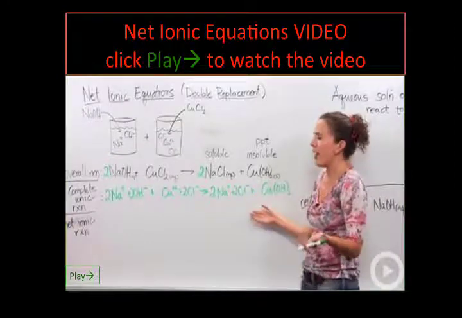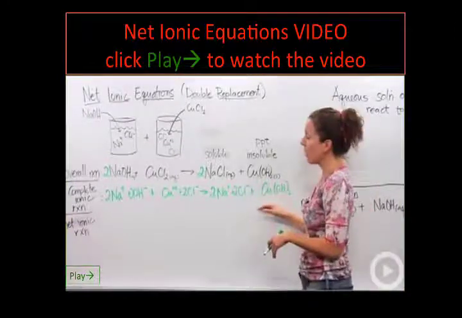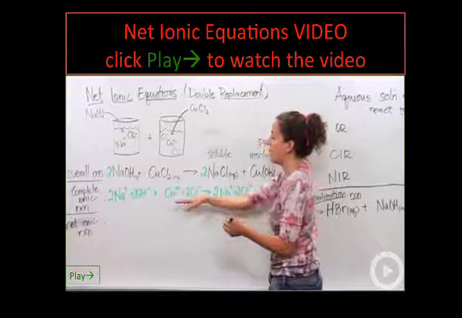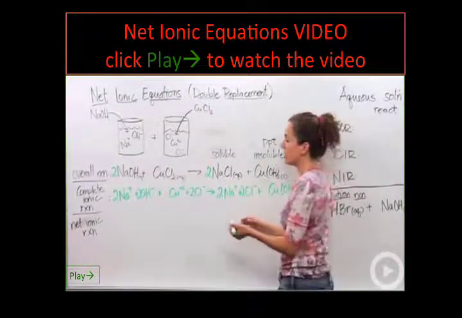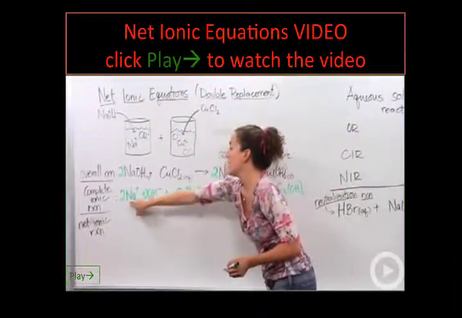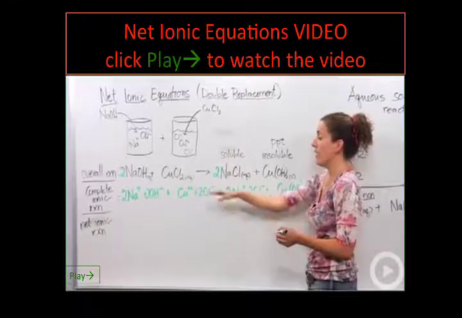So what do I mean by that? What's a spectator ion? Well, there are ions on both sides of the reaction that haven't changed. So for example, we have a sodium ion here and a sodium ion here. That's a spectator.